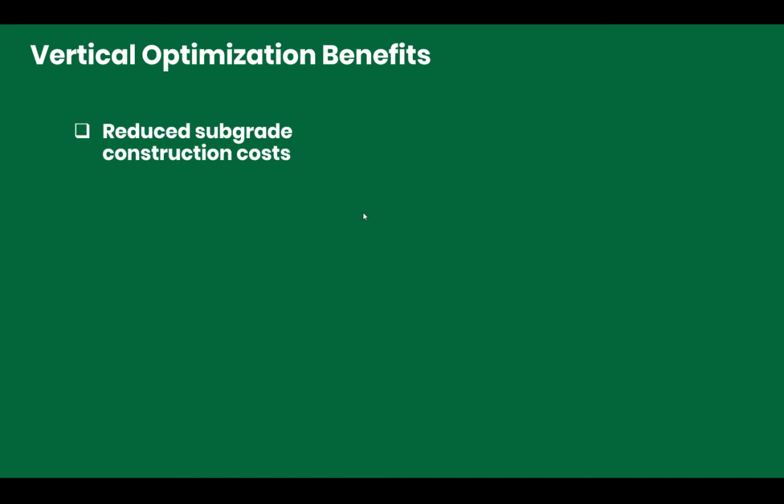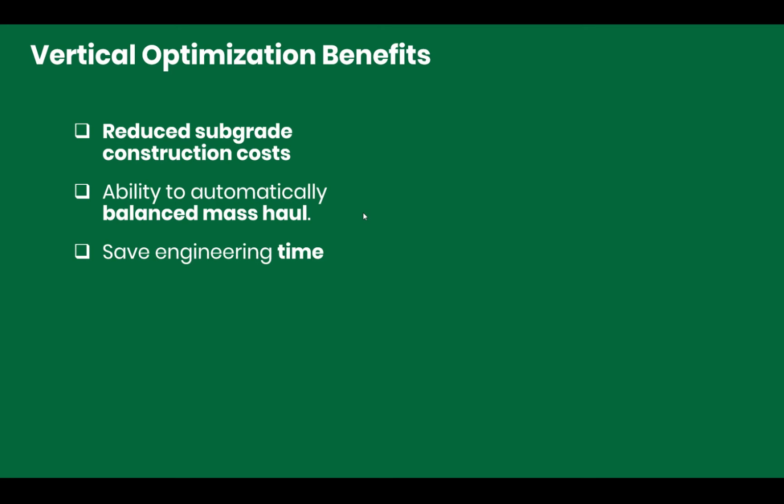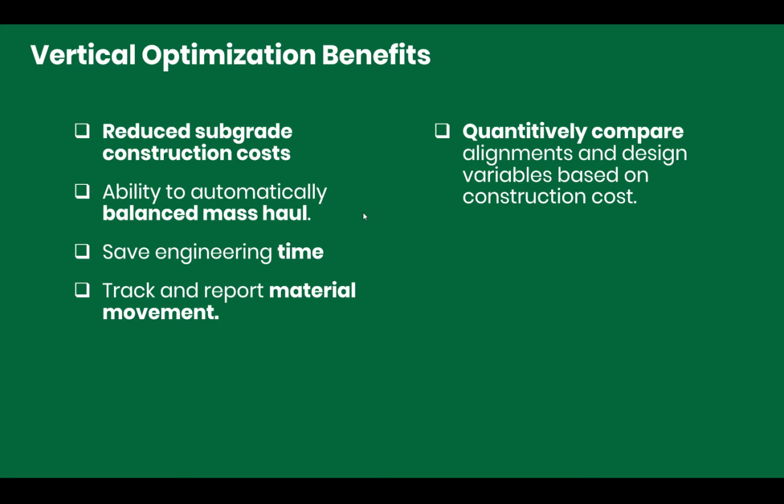So really, the big benefits here of using vertical optimization: reduced subgrade construction costs, an ability to automatically balance your mass haul, huge reduction in engineering time spent, an ability to track and report your material movement, quantitatively being able to compare alignments based on their construction costs. So you can iterate different options, check out different K values really quickly, do some what we like to call optioneering. And then you can also very quickly check the feasibility of preliminary designs.